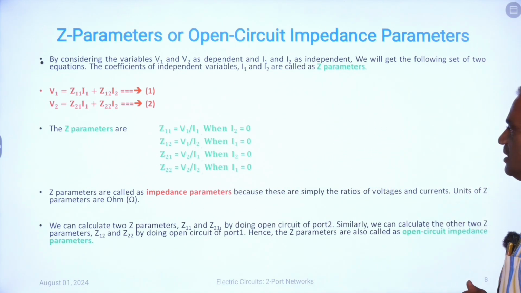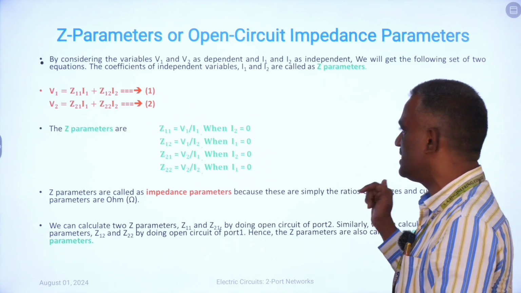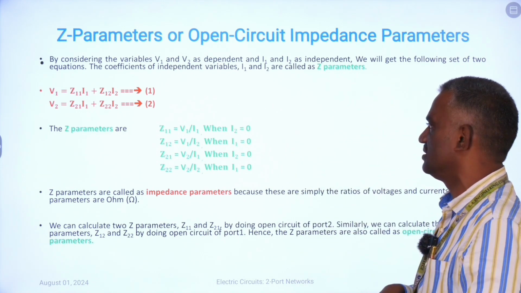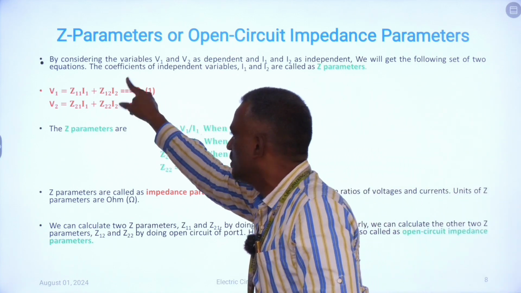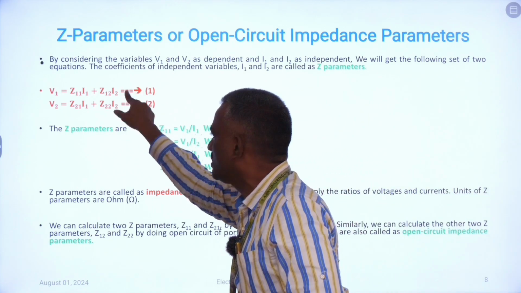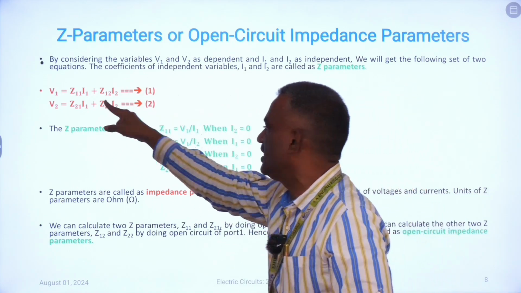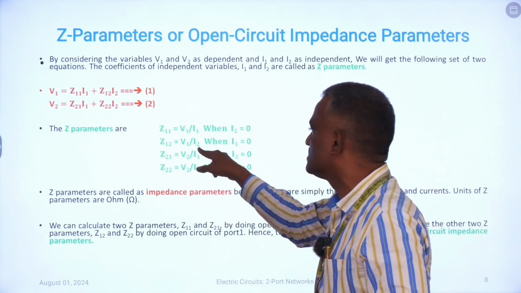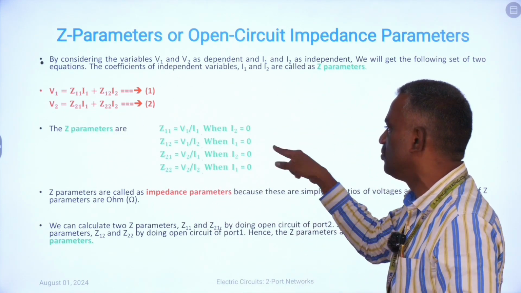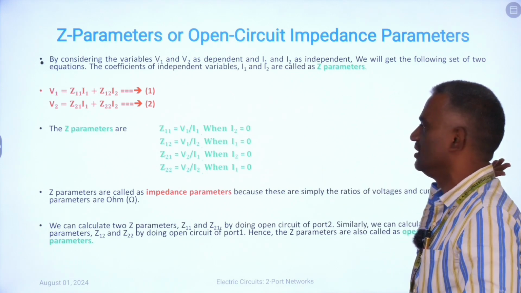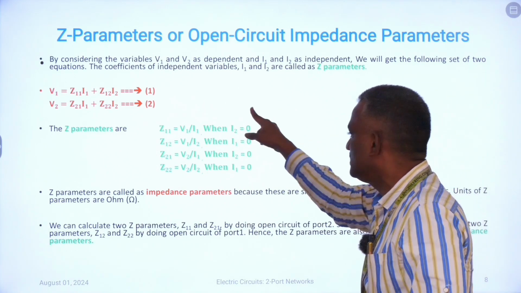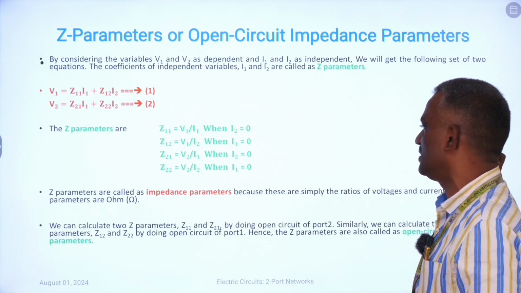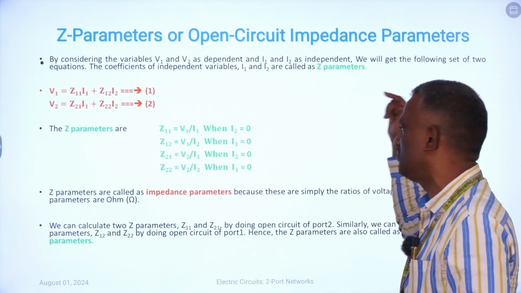For the first case, I am going to make my I2 as 0 in the first equation. When I make I2 as 0, this term will totally vanish, so I will have V1 equal to Z11 I1. As a result, the value of Z11 will be V1 by I1. The current is made as 0. That point is very important. In all the cases, the currents are made as 0.